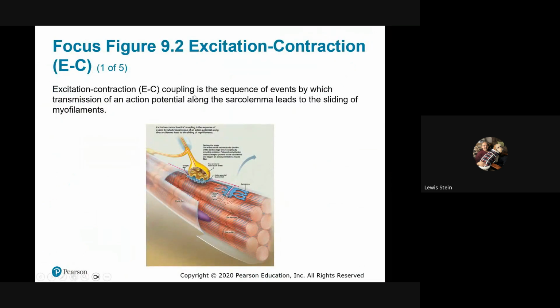So here is a sequence of events which leads to the transmission of the action potential along the sarcolemma. Here it is, an individual spot. Here's that neat little motor end plate on this particular fiber. And you can see once it picks up those voltage-gated sodium and then potassium channels, it's going to whisk its way across. Here is the start of the T-tubule, and then you can see the sarcoplasmic reticulum, which appears to be blue.